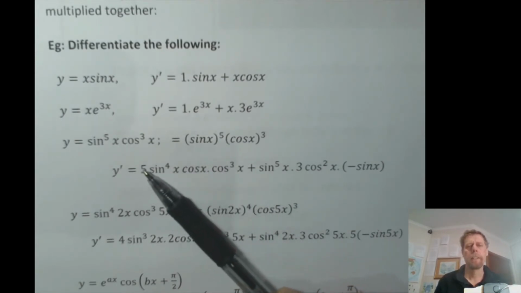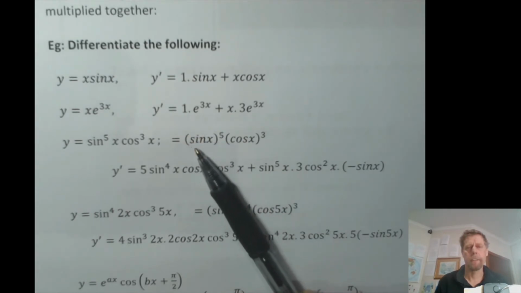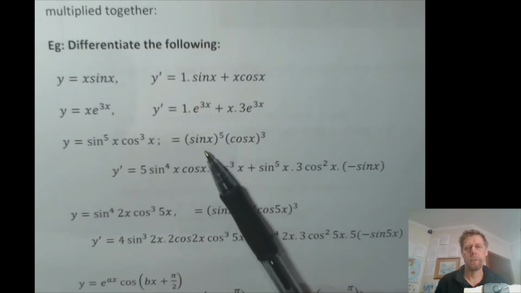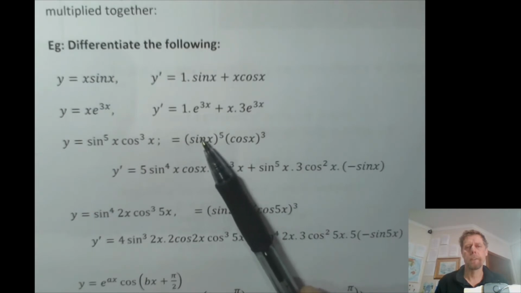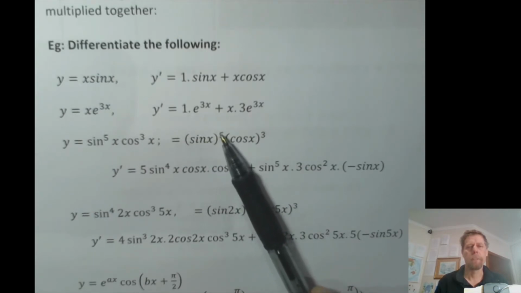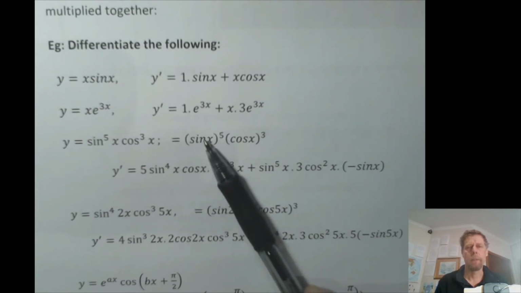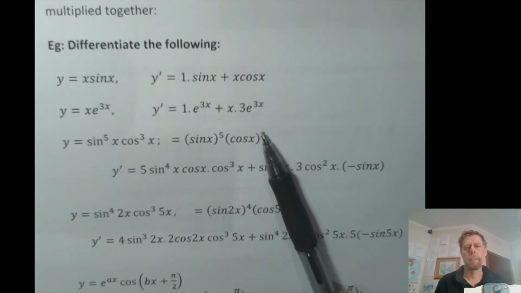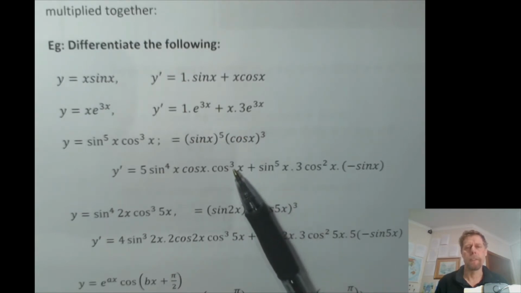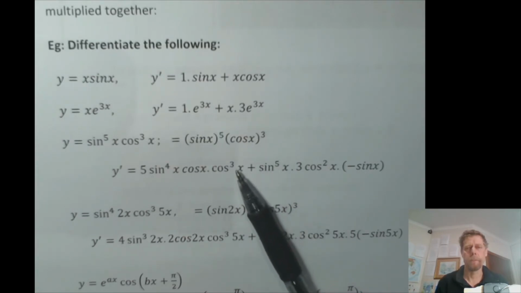So y dash equals, well, let's see. We recognize that there's a u inside. So the u function, the first function we're multiplying, is this one here. But within my u, I've got another u. I've got a sine x. So it's almost like u to the 5. So we differentiate it. We bring the 5 down, and it becomes sine to the 4 of x. But now we must also differentiate the inner u, which is sine x becomes cos x. And then we must leave this one alone as it is. That's the v. It doesn't change. So I've had to differentiate u and times it by v unchanged.